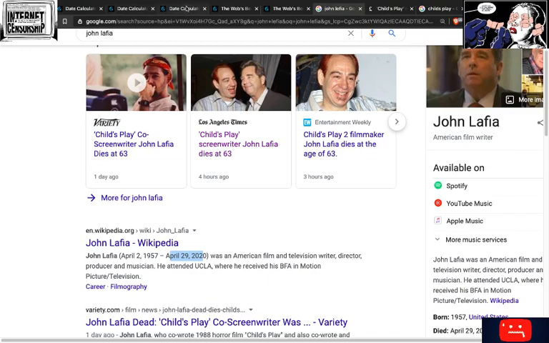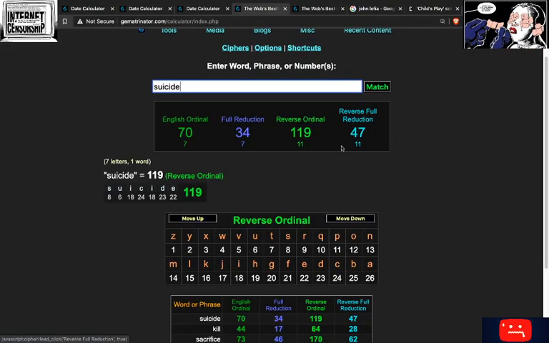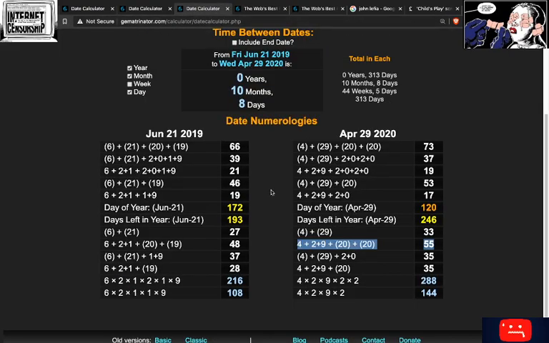Let's see what else we can dig up here. 34, leg murder. 37 was when Chucky came out, the newer one, last year, June 21st, 2019. 37 date numerology. The day he passed away: 4 plus 29 plus 2 plus 0 plus 2 plus 0, 37.